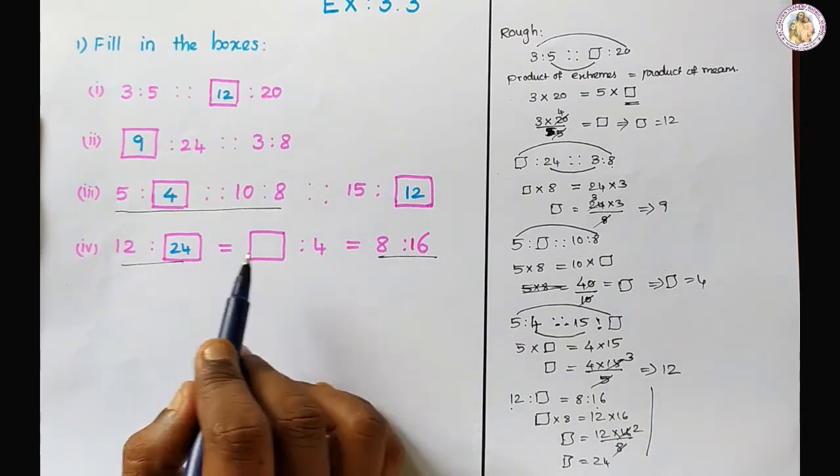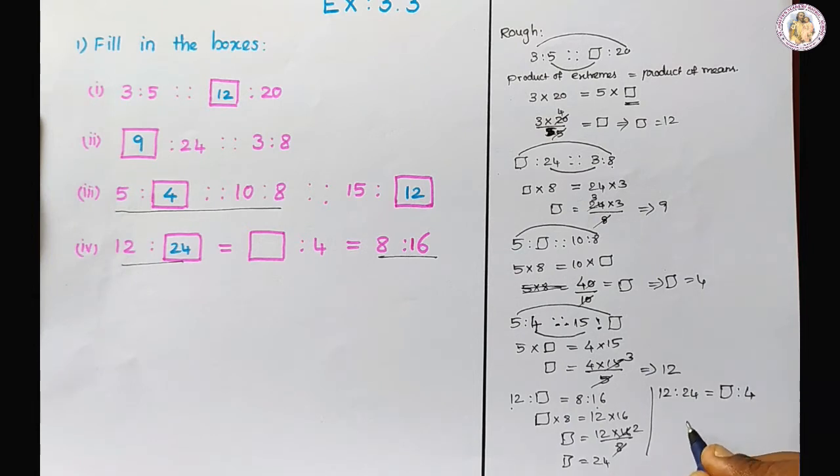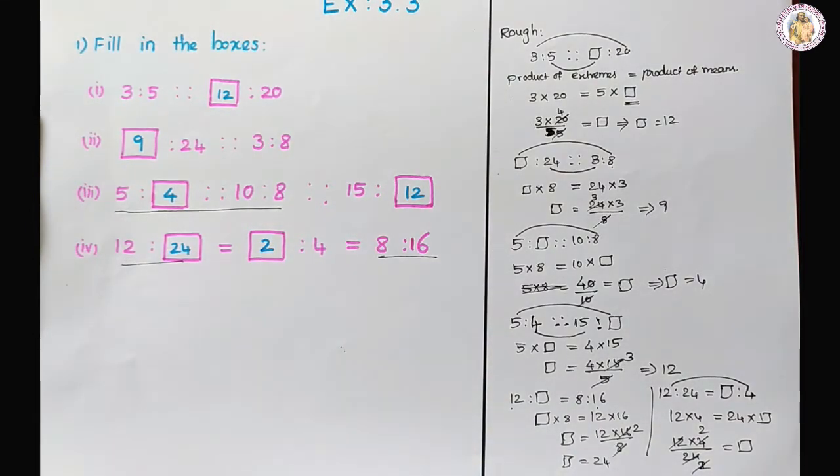Next one. Now take these 2 ratios: 12 is to 24 equals box is to 4. 12 into 4 equals 24 into box. 12 into 4 divided by 24 equals box. So cancel this, 12 tables 2 times, 2 12s are 24. Again 2 cancel, here 2. So what is the value here? 2. So that is the answer.